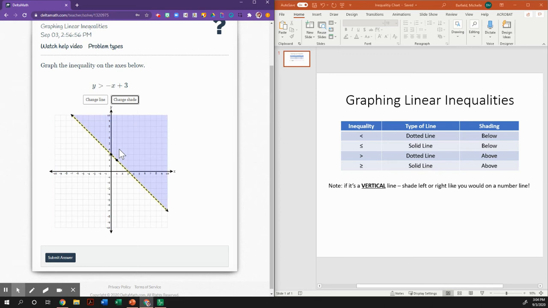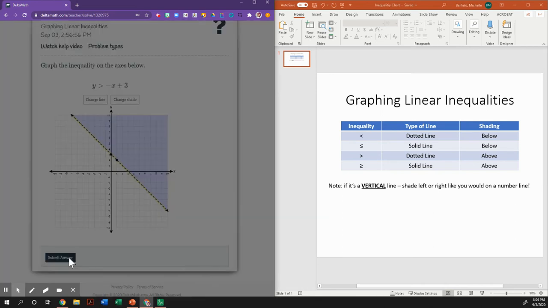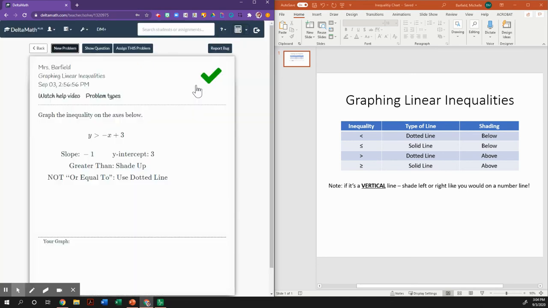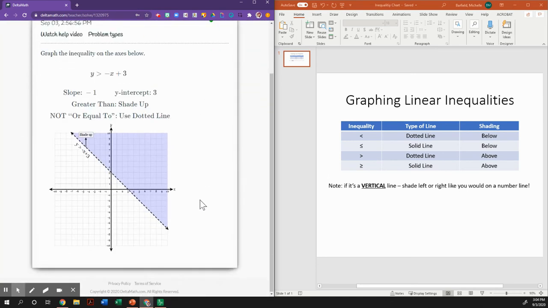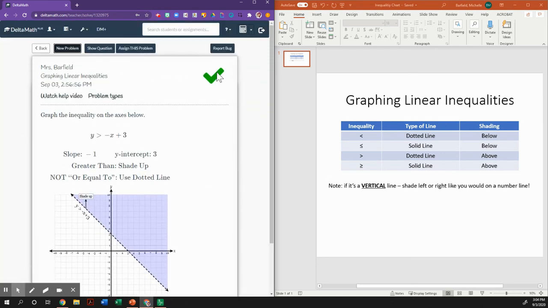So let me click it back up here. So that's how this is supposed to look. And then I click submit my answer. Yes. And there we go. Okay. So I did great. Green check mark.